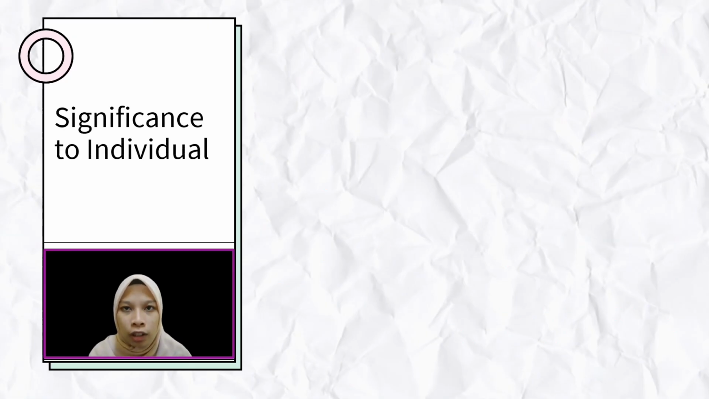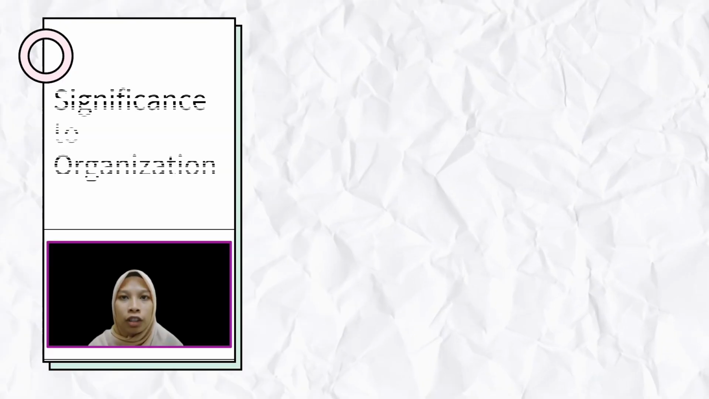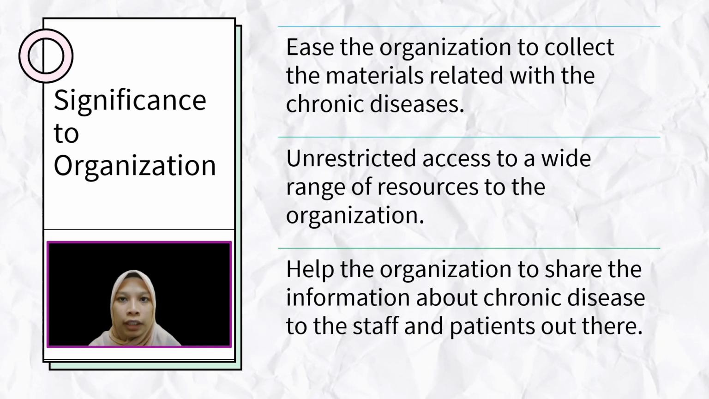Significance to the individual. First, one can find information about chronic disease. Second, this project data library gives more knowledge about chronic disease. Third, educate the younger generation about chronic disease. Second, significance to the organization. First, the organization can collect materials related to chronic disease. Second, unrestricted access to a wide range of resources for the organization. And third, help the organization to share information about chronic disease with the staff and patients.